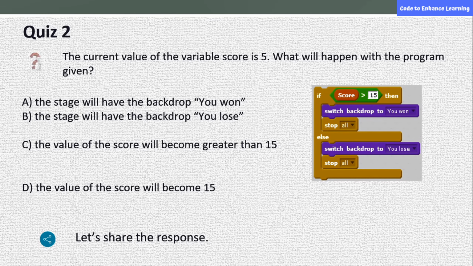Then move towards the second question. The current value of the variable score is 5. What will happen with the program given? We have given the program of the conditional statement. If score is greater than 15, then backdrop will be on, otherwise it will be the lose one. We have the 4 options A, B, C, D. Choose the correct answer. Okay, the correct answer is that the stage will have the lose backdrop.